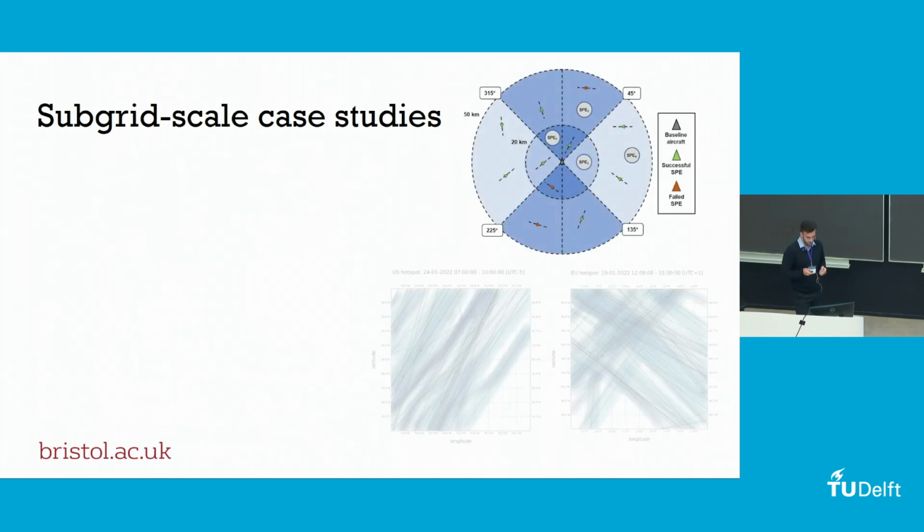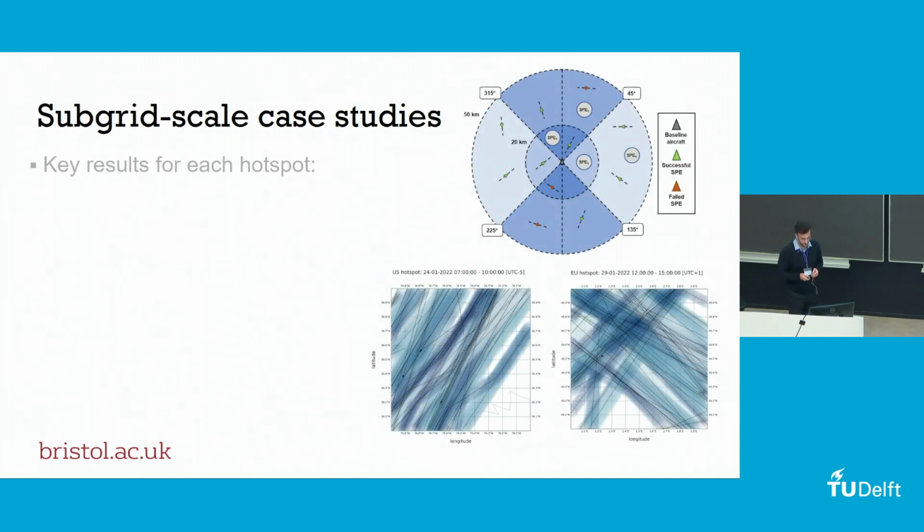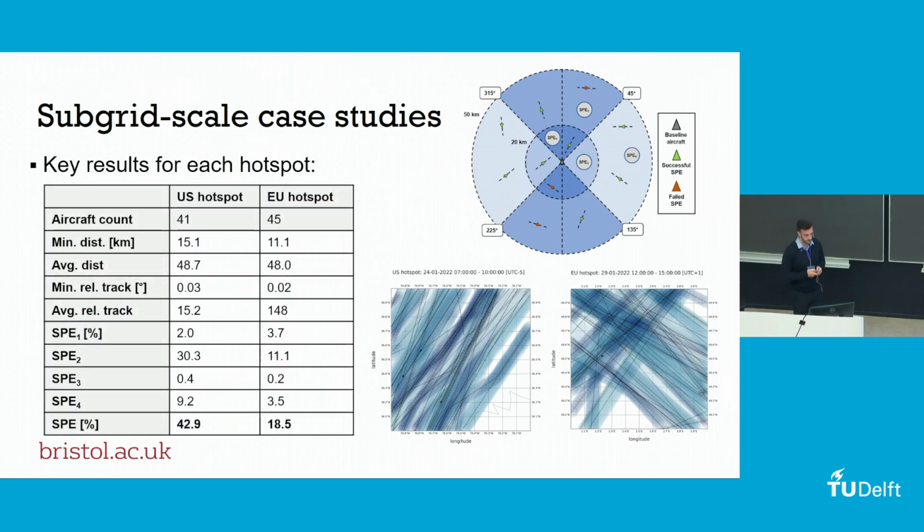So using this criteria, I thought we'd have a look into trying to quantify the plume overlaps for these two hotspots. So here are the results. Over this 3-hour period, we saw 41 aircraft in the US hotspot and 45 in the EU one. The minimum distance between aircraft at any one point in time was 15 kilometers for the US and 11 for the EU. The average distance was relatively similar, about 48 kilometers.